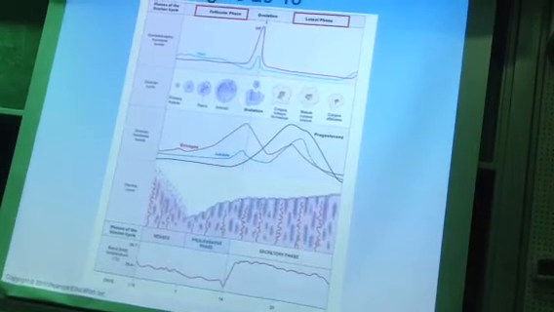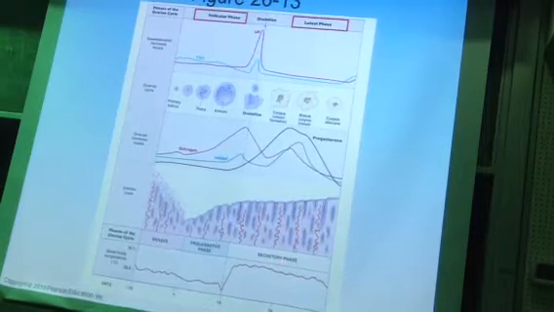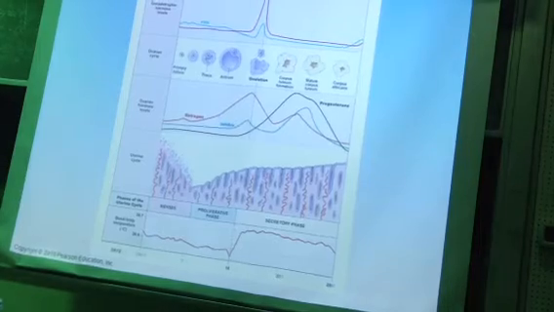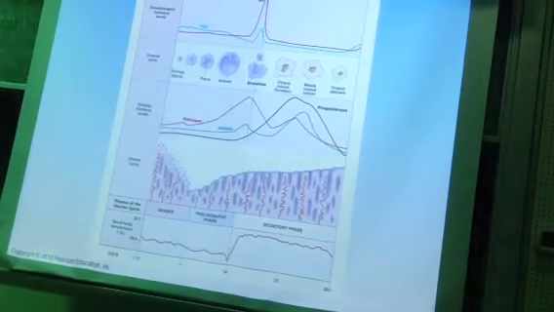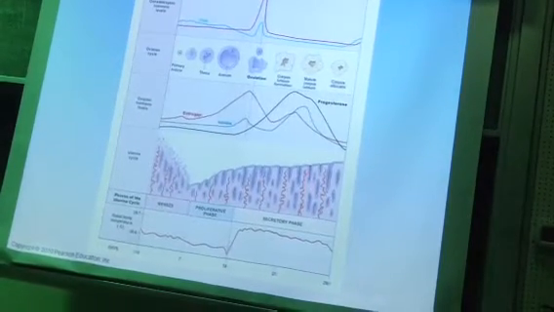Now, after ovulation, you've got to prepare for pregnancy. So we call this the secretory phase, where the endometrium is secreting nutrients in preparation for the implantation of the blastocyst. So this is the secretory phase.